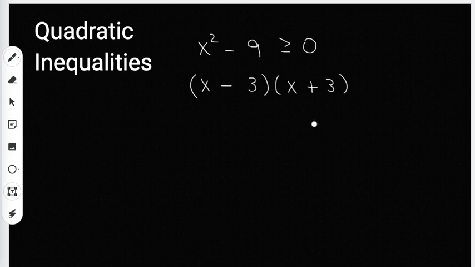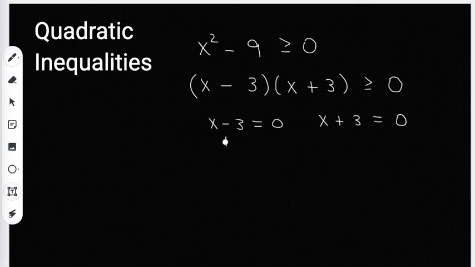Now that I've factored the left side, I want to bring down the inequality symbol, that greater than or equal to, and the 0 that's on the other side. Now I'm going to set both factors equal to 0, and that way, I'll be able to figure out what the roots are. So I'm going to take the x minus 3, set that equal to 0, and solve that. And I'm going to take the x plus 3, set that equal to 0, and solve that.